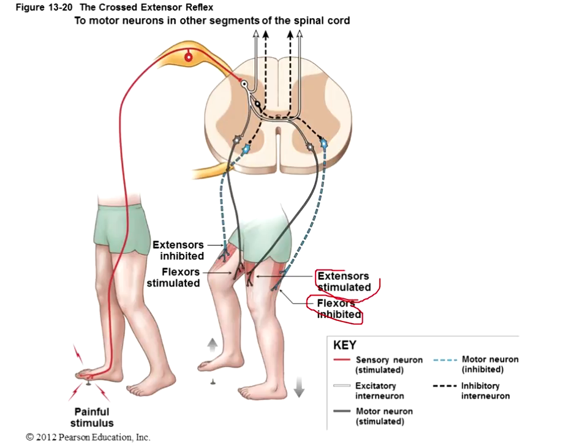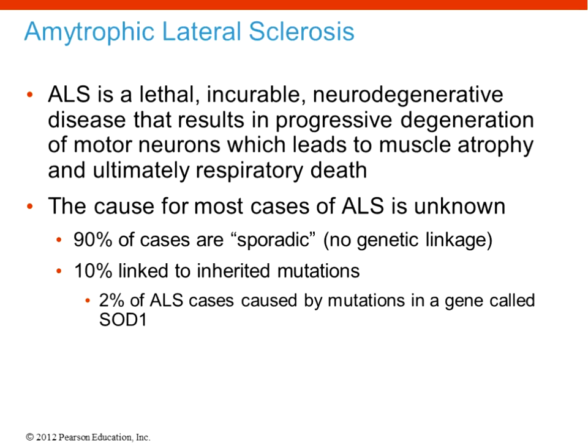So you get the extensor stimulated, the flexors inhibited, and that allows you to maintain balance. And so as you can see, again, many synapses, if you look up at the spinal cord, 1, 2, 3, 4, 5, 6 synapses here. So again, great example of a polysynaptic reflex that also crosses over to the other side of the body. So we call it the crossed extensor reflex.